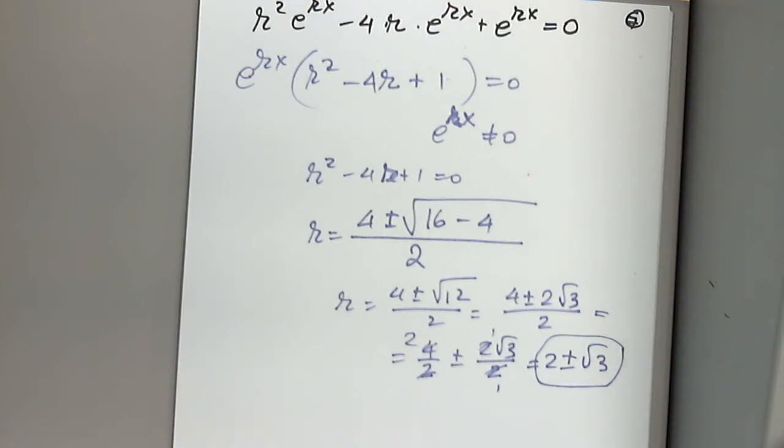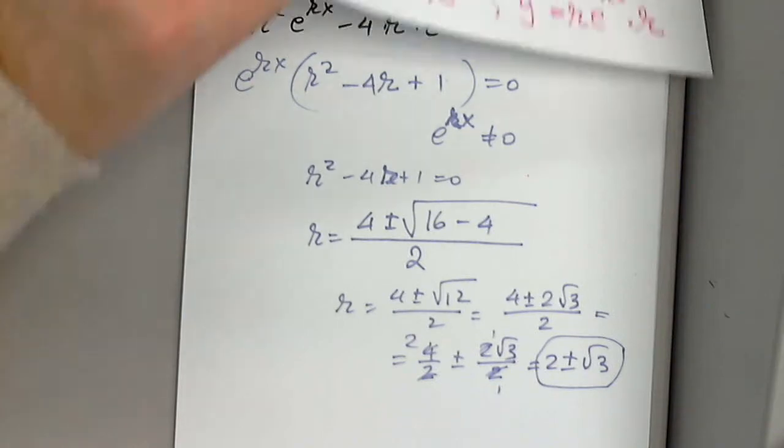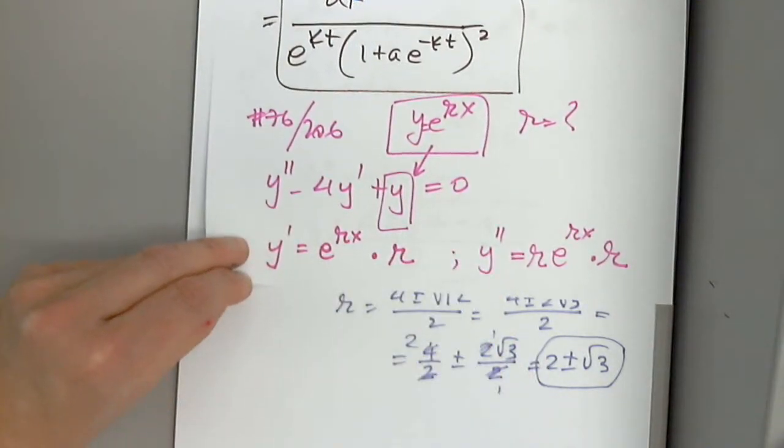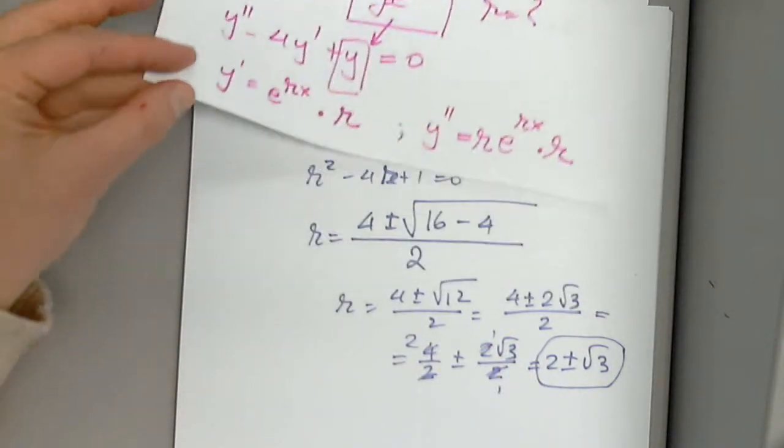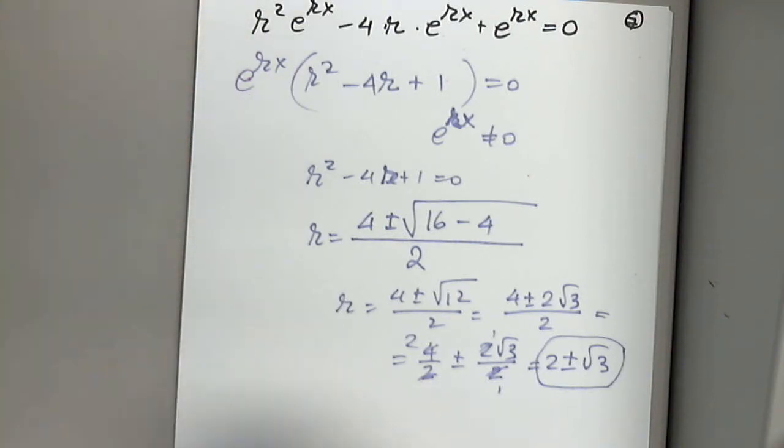So the question was, one more time, for what values of r does this function given to us satisfy the differential equation? For two possible values of r, 2 plus the square root of 3 or 2 minus the square root of 3, this function will be a solution of this differential equation. It's definitely satisfied by it. Okay. Moving on.